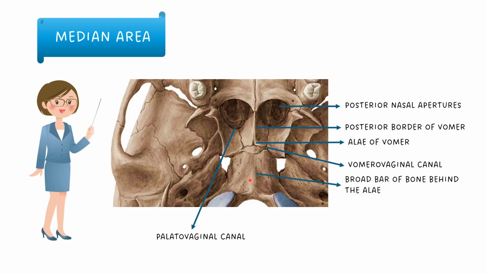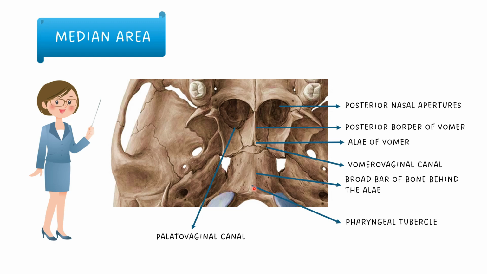The broad bar of bone, which we see behind this ala, is formed by the continuation of the inferior surface of the body of the sphenoid and the basilar part of the occipital bone. It extends up to the foramen magnum. The pharyngeal tubercle is a median elevation just in front of the foramen magnum.